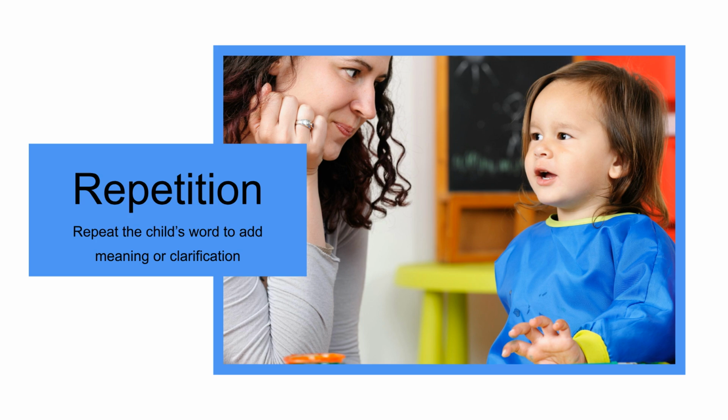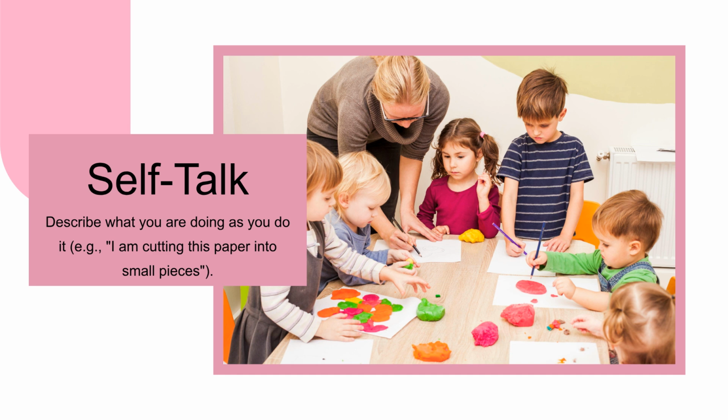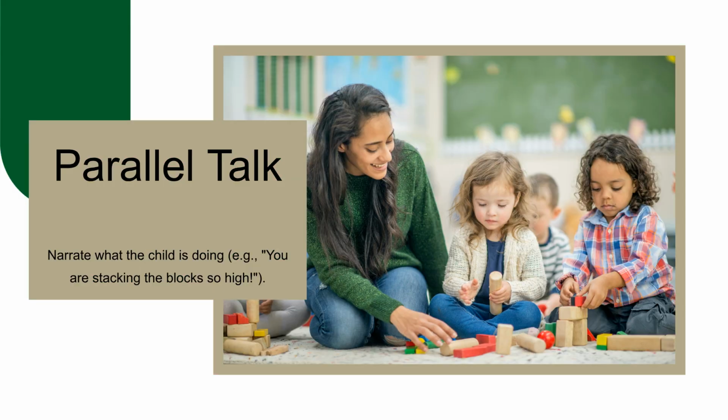Repetition involves repeating the child's word to add meaning or clarification. Self-talk is describing what you are doing as you do it. For example, I am cutting this paper into small pieces. Parallel talk is narrating what the child is doing. For instance, you are stacking the blocks so high.